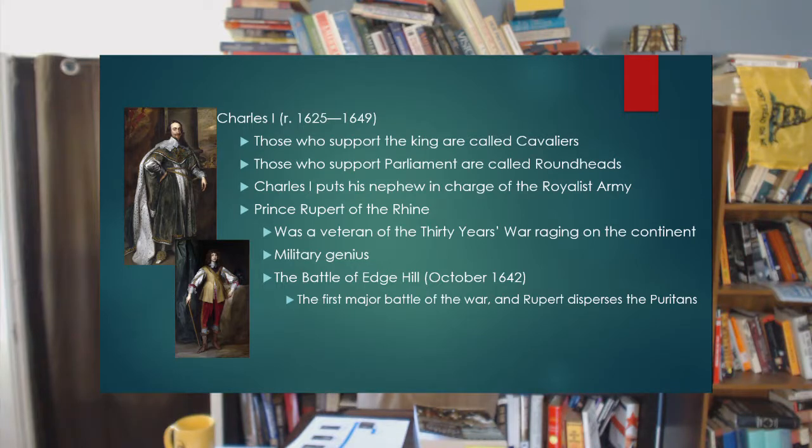So basically, the Civil War is Charles I versus Parliament. Those who support the king are called Cavaliers. Those who support Parliament are called Roundheads. Charles I puts his nephew in charge of his royalist army. His nephew was Prince Rupert of the Rhine. He's a veteran of the 30 Years' War. The royalists win the first major battle, the Battle of Edge Hill in October 1642.